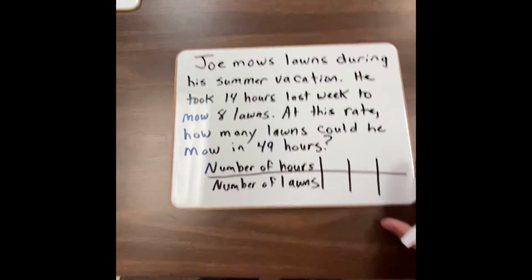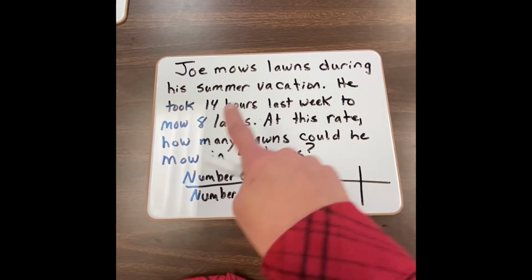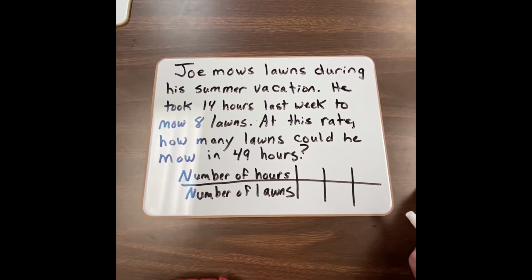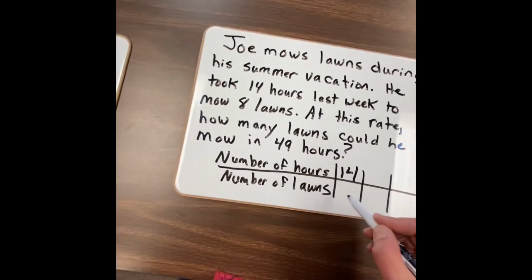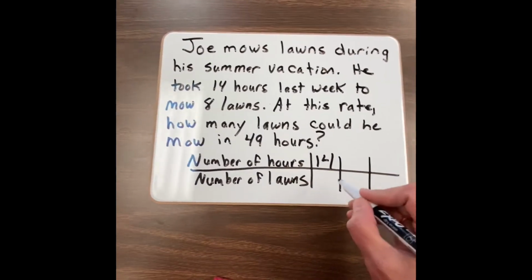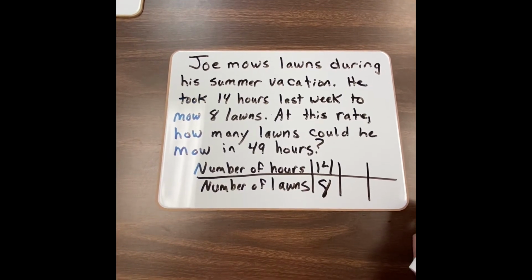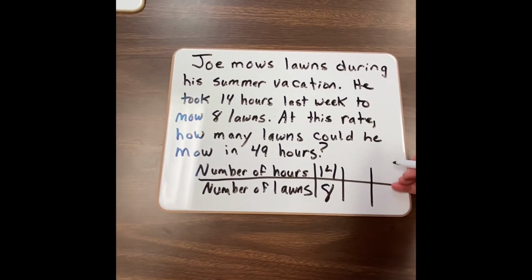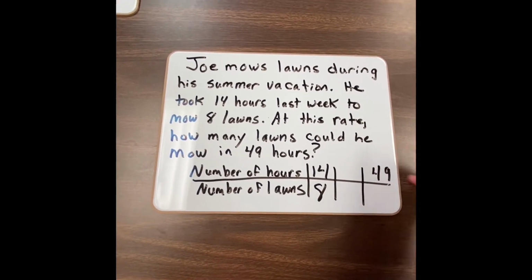Now the one I had before. This is the one. It says, Joe mows lawns during his summer vacation. He took 14 hours last week to mow 8 lawns. So 14 hours for 8 lawns. At this rate, how many lawns could he mow in 49 hours? 49 is going to go here.